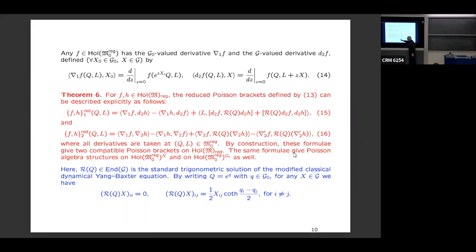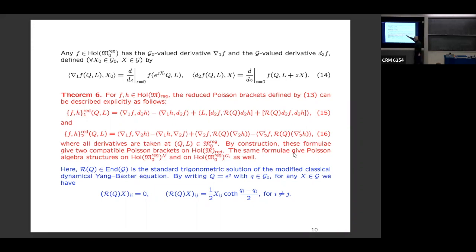This is a linear operator on gl_N(C), and X is an element of gl_N(C). The diagonal part of the result is 0, so it is 0 on the diagonal subspace of gl_N(C). And on the off-diagonal part, it is just given by an explicit formula. A cotangent appears here. This is well known; this is a very basic trigonometric solution of the classical dynamical Yang-Baxter equation, the modified classical dynamical Yang-Baxter equation. Okay. And the same R matrix appears in the reduced second Poisson bracket.